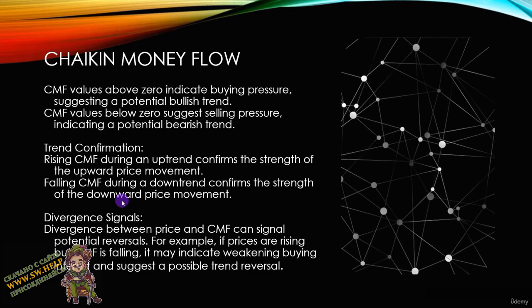So we can also use the divergence of the signals. So it's the divergence between the price movement and CMF movement. For example, if prices are rising but CMF is falling, it might indicate that there might be a future weakening in the buying interest and probably a future trend reversal. So this uptrend is slowing down, and this is confirmed by the CMF, which is falling, and we might expect a coming downtrend or a reversal of the trend.